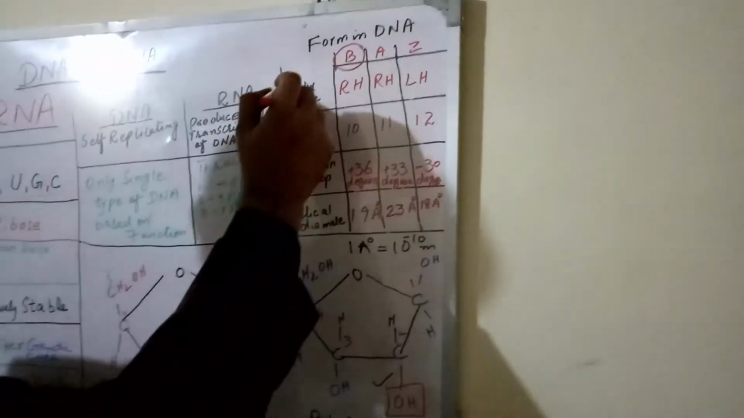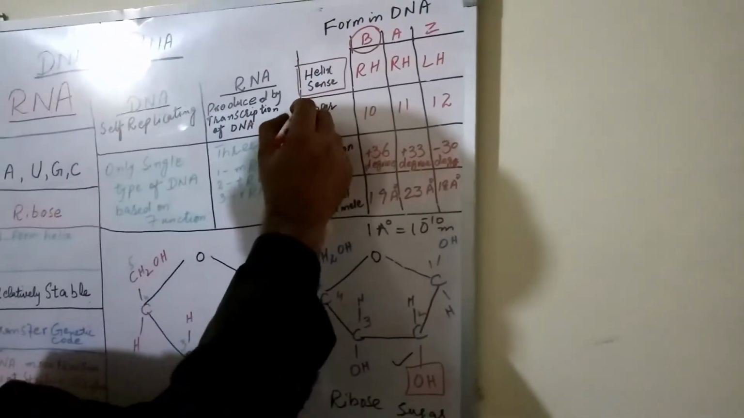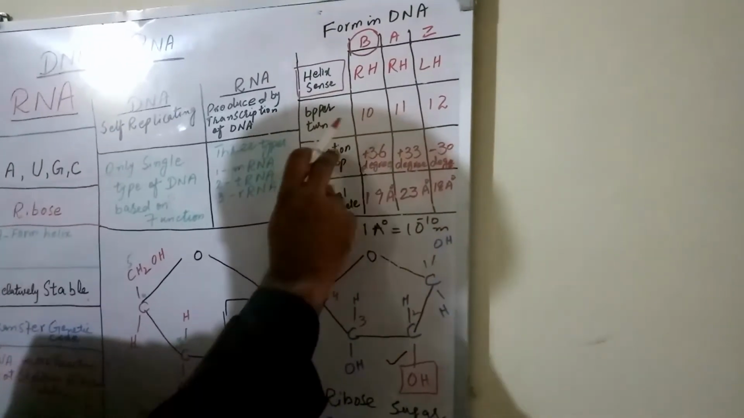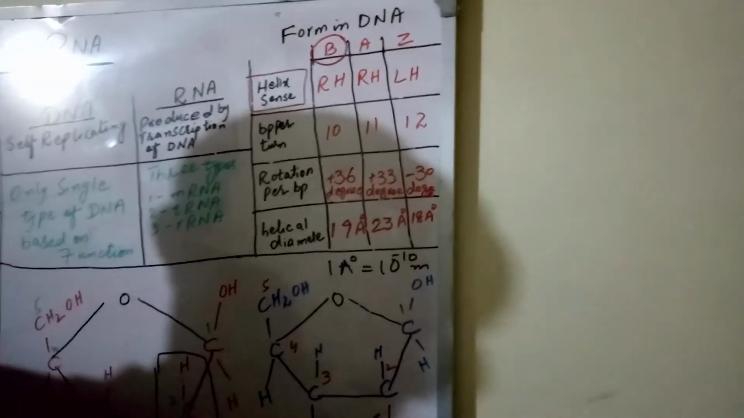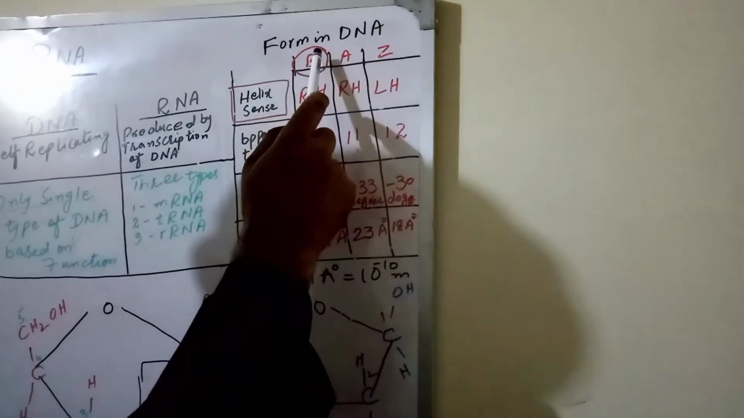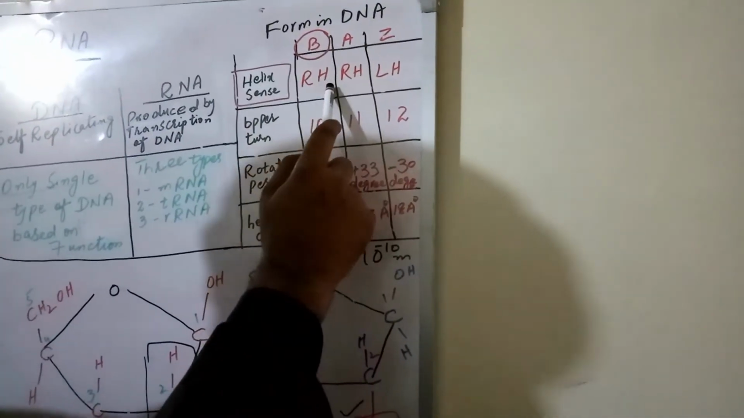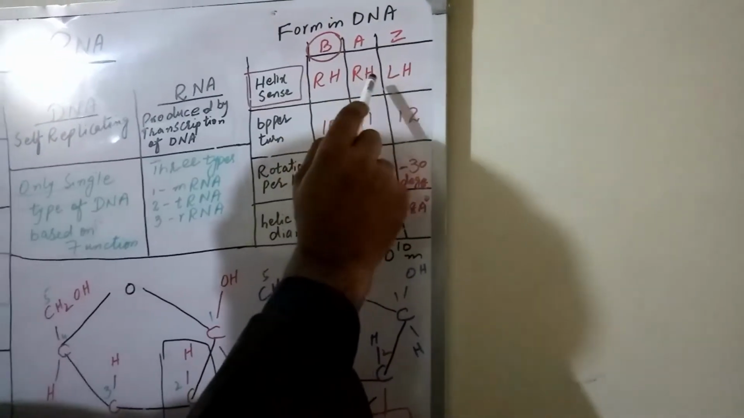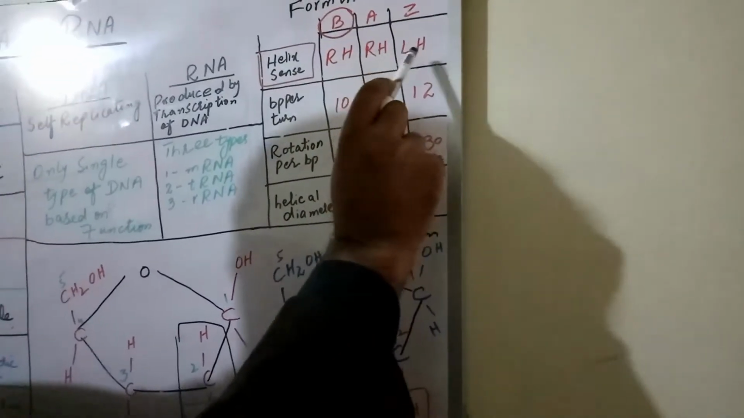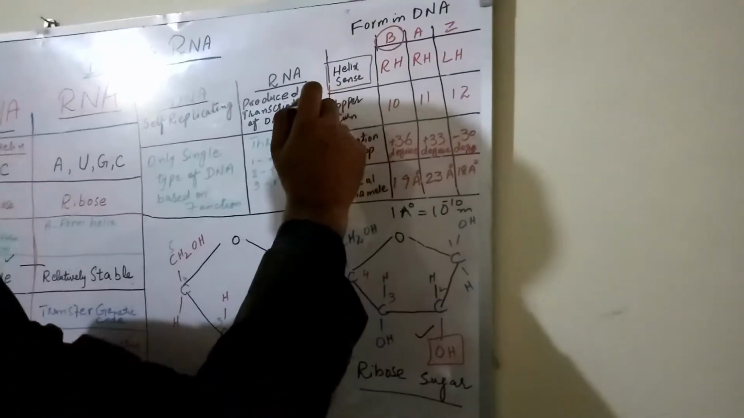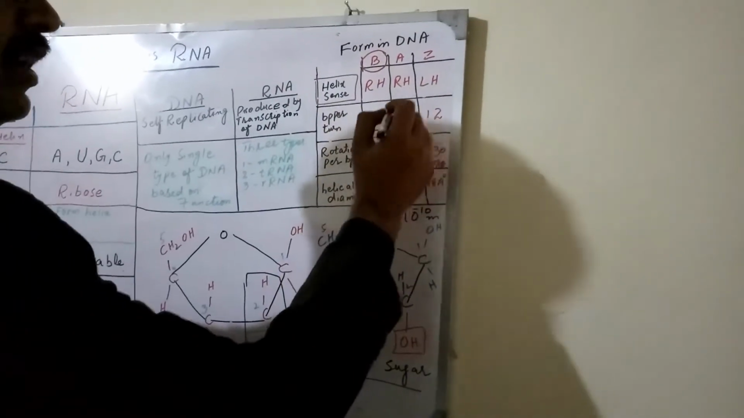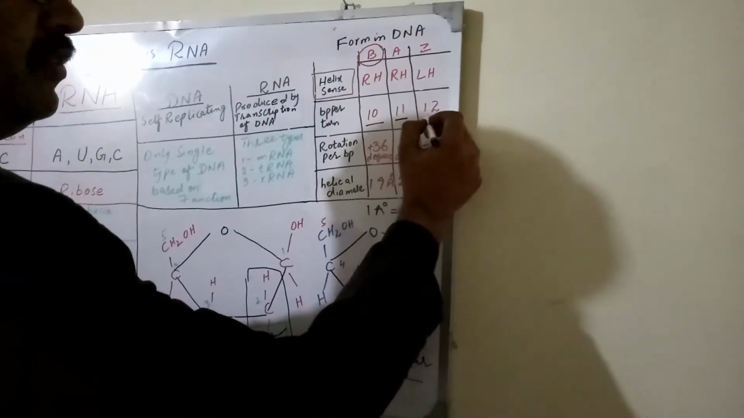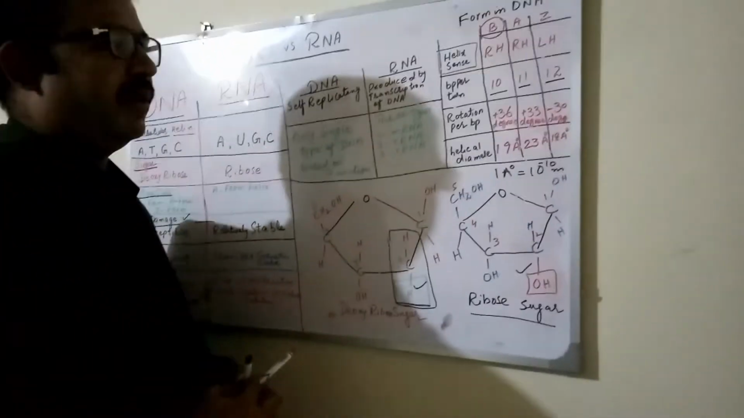The first difference is helical sense, second is base pair patterns, third is rotation per base pair, and fourth is helical diameter. According to helix sense, the B form of DNA is right-handed and A form of DNA is also right-handed, while Z form of DNA is left-handed. If we see base pair patterns, in each turn the B form has 10 base pairs, while A form has 11 base pairs, while Z form has 12 base pairs.